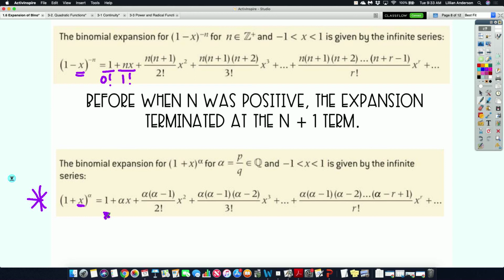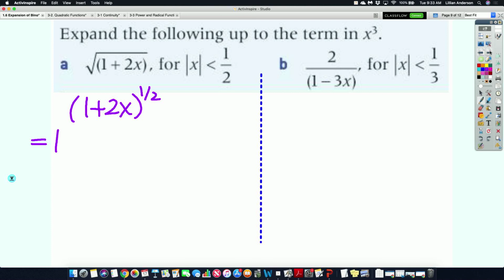The second term is alpha times x. What's alpha in this problem? The alpha is 1/2. That is our exponent. So alpha is our exponent, and then it's going to be plus alpha times x. Well, x in this case is not just a regular x. It's a 2x. So we're going to plug in 2x for every x that we see, because it represents our second term.